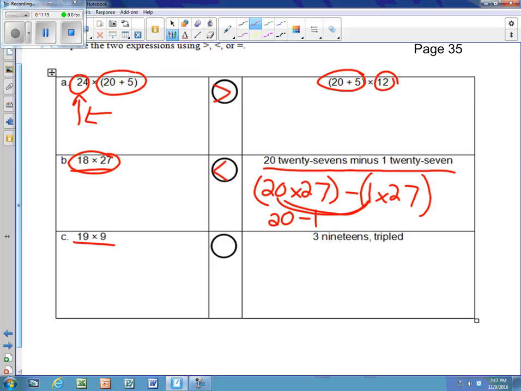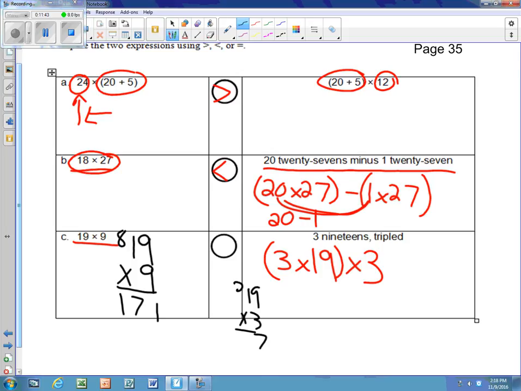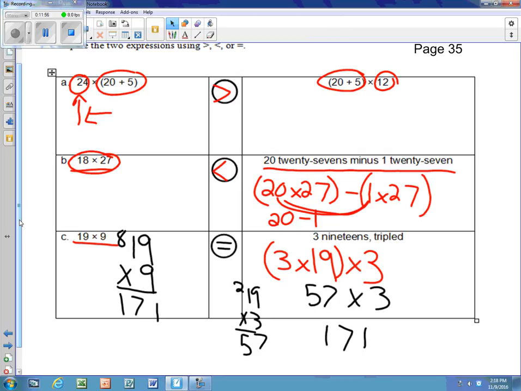And now we have 19 times 9, where we have 3 19s tripled. Some of you are stuck when I'm trying to do this all in my head, so you can go and do the actual multiplication out. So over here I would have 19 times 3, and I would have 57 times 3. When I do 57 times 3, I end up with the same answer, so they would be equal. And that's how we work with numerical expressions.